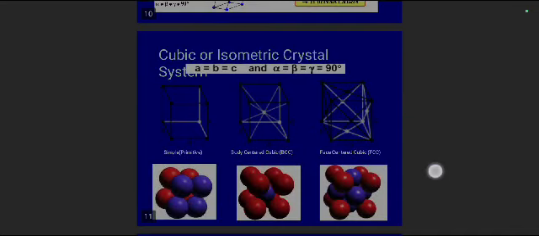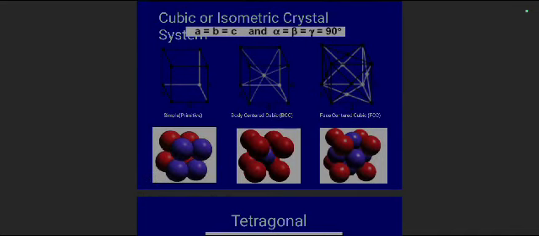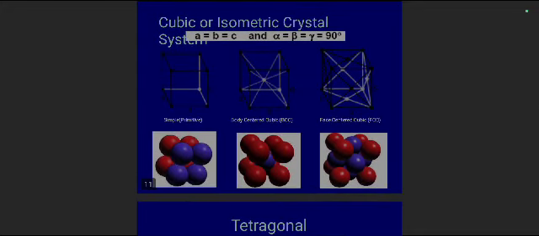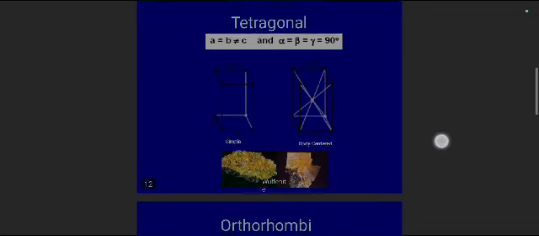Cubic or isometric crystal: a equal to b equal to c, and alpha equal to beta equal to gamma equal to 90 degrees. You can see the diagrams here. Tetragonal: a equal to b is not equal to c, and alpha equal to beta equal to gamma equal to 90 degrees. You can see the diagram of simple and body centered.